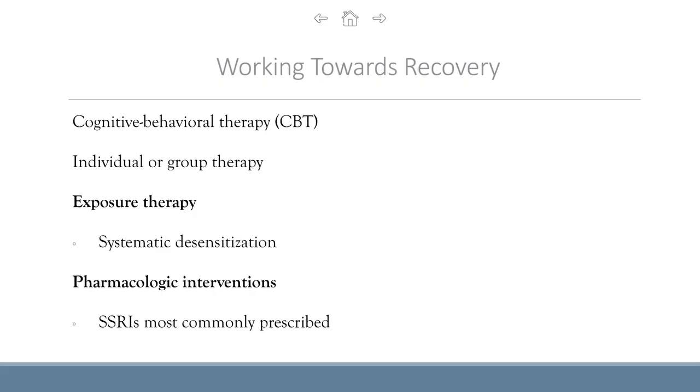So different pharmacological interventions. SSRIs are most commonly prescribed for panic disorder, and that just kind of helps with that butterflies in your stomach kind of feeling on a regular basis. So that's something they're going to take every day, and that's going to help reduce the triggers and the feelings that they have when the triggers come.